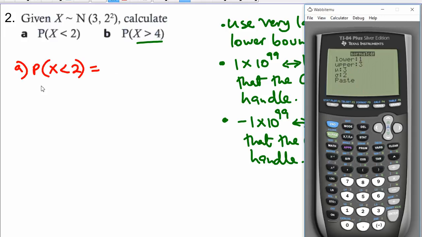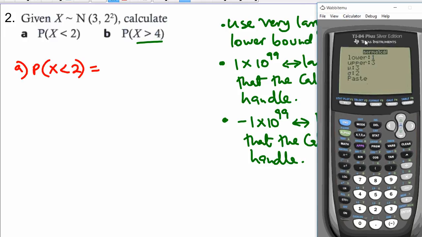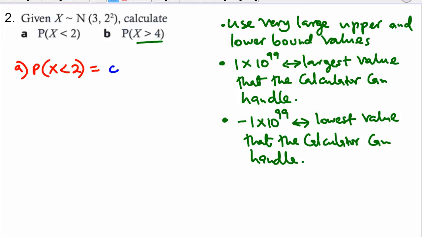The standard deviation is 2, so that's all sorted. The lower bound here is the lowest value that the calculator can take. So you can put in -1 times 10 to the power of 99, and then for the upper bound, you can just plug in 2. And then you'll have your answer, 0.309.